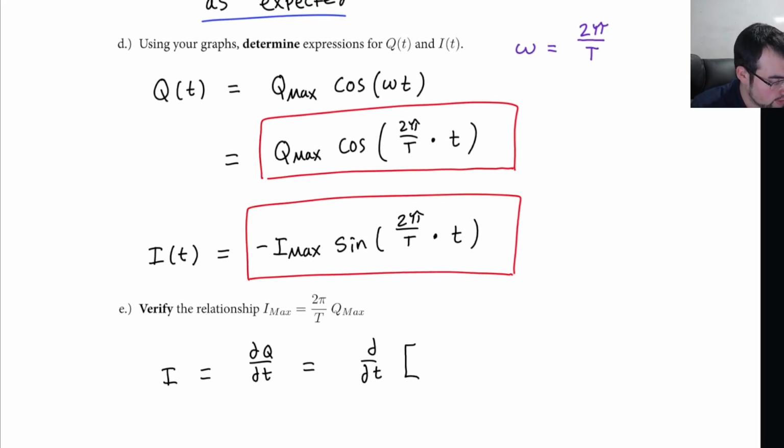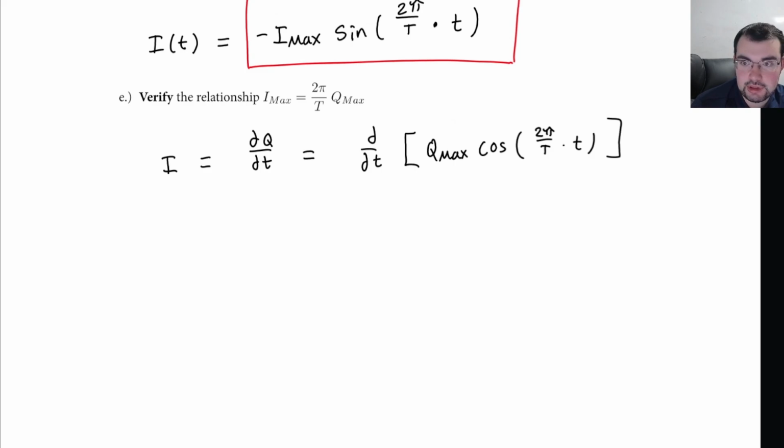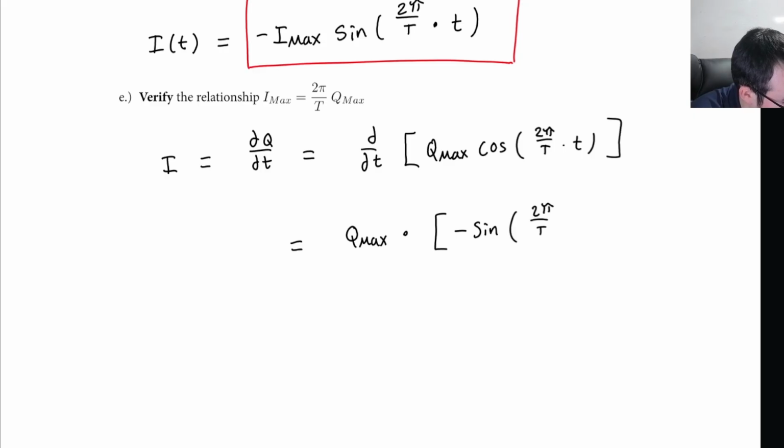Well, Q, we said, is Q max times cosine of omega t, where omega is 2 pi over the period. And now we're just going to do some calculus. So Q max, of course, is not involved. Derivative of cosine is negative sine. So we can already see something worked out in our favor. And then we have to use the chain rule, right? Derivative of the inside would be just the constant omega, 2 pi over T.